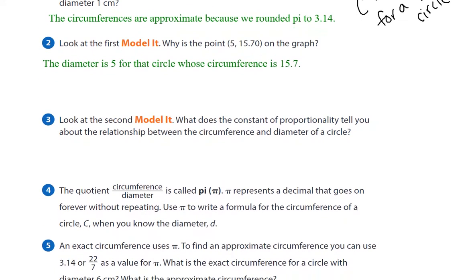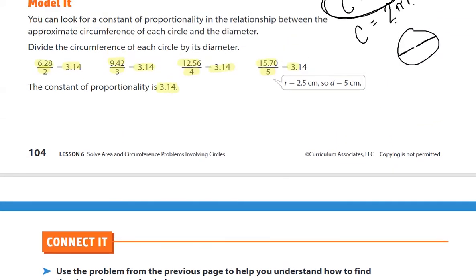Okay. Number 3, look at the second model. What does the constant of proportionality tell you about the relationship between the circumference and diameter of a circle? Okay, well, the constant of proportionality is pi. So, how can we put that?